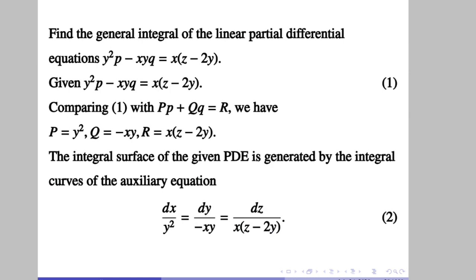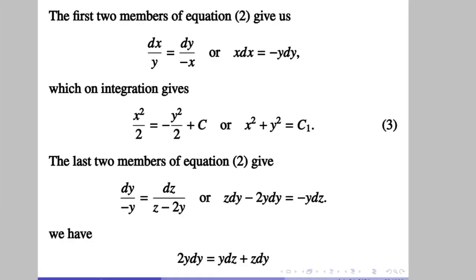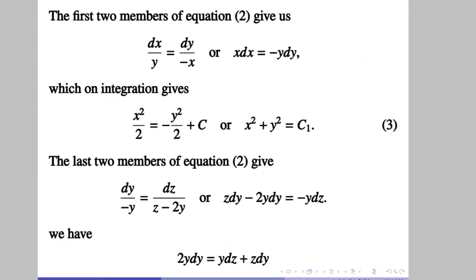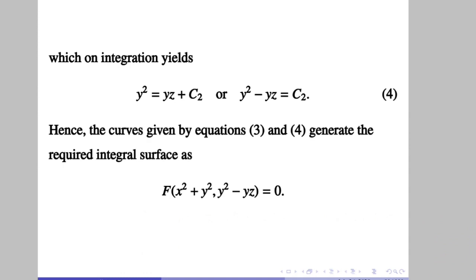Next problem, same way we are doing this, and here we are grouping in this dx by y dy. Here p is equal to y square, q is equal to minus xy, r is equal to x into z minus 2y. So the auxiliary equation is given in this form, and then we are grouping first two terms and the last two terms. We are solving this, we are integrating. So we are getting c1 and c2. The c1 and c2 are nothing but u and v. So therefore the general solution is f of x square plus y square comma x square minus y z is equal to 0.